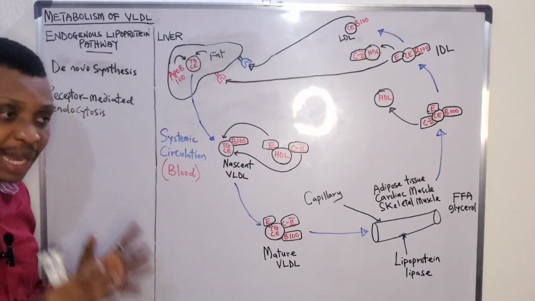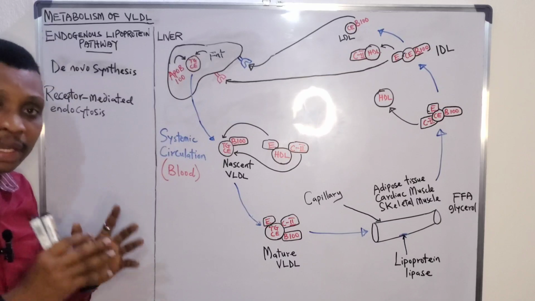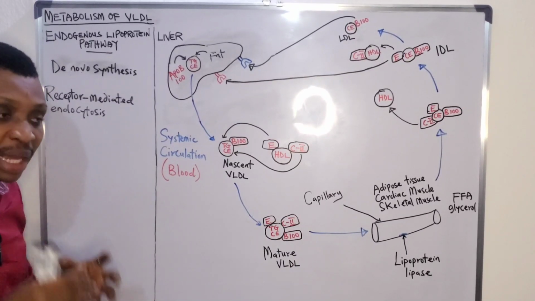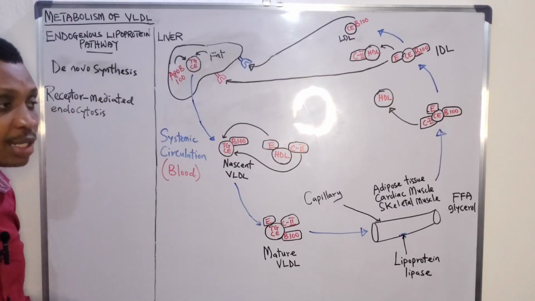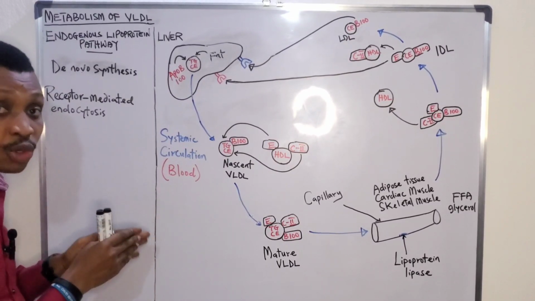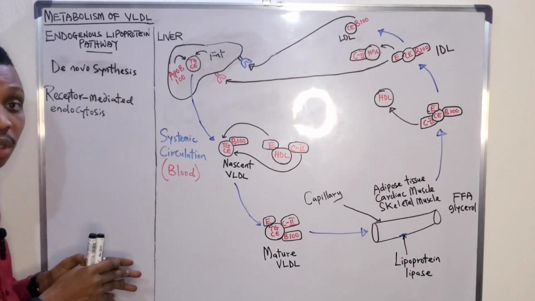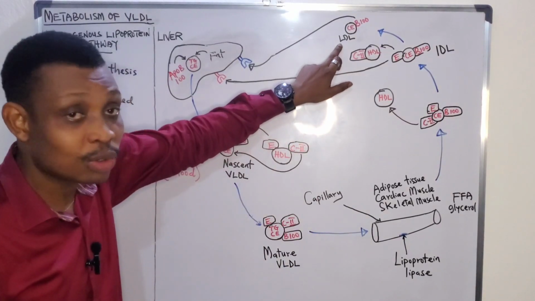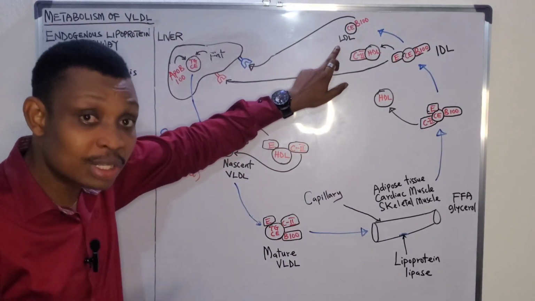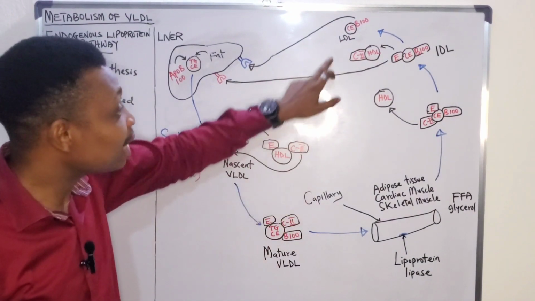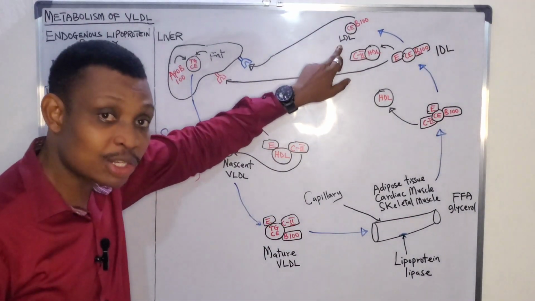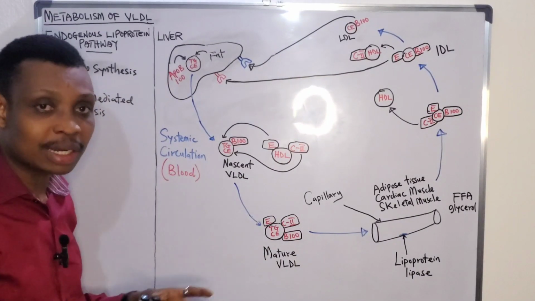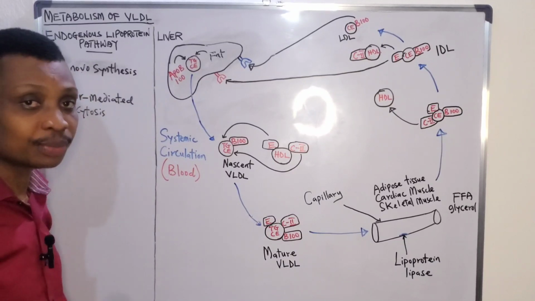The major fat, or the main fat, in VLDL is triglycerides. So VLDL functions mainly in the transportation of triglycerides. However, there is cholesterol contained, but the amount of cholesterol is small compared to the amount of triglycerides. But when LDL particle is produced as a result of the hydrolysis of the triglycerides, then this LDL particle becomes rich in cholesterol. So VLDL itself contains mainly triglycerides and a small amount of cholesterol.